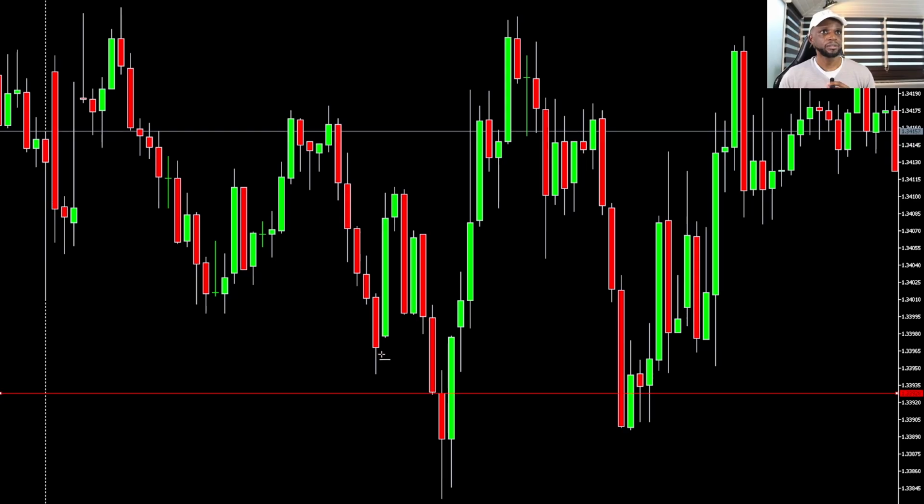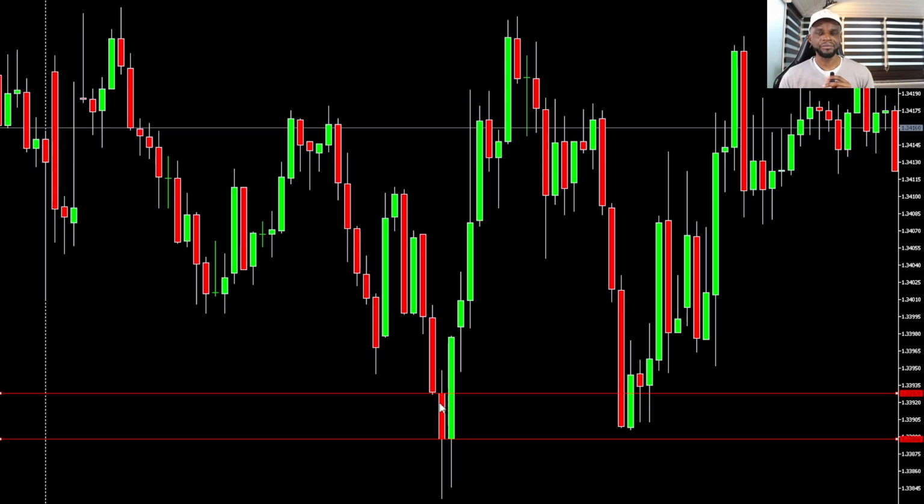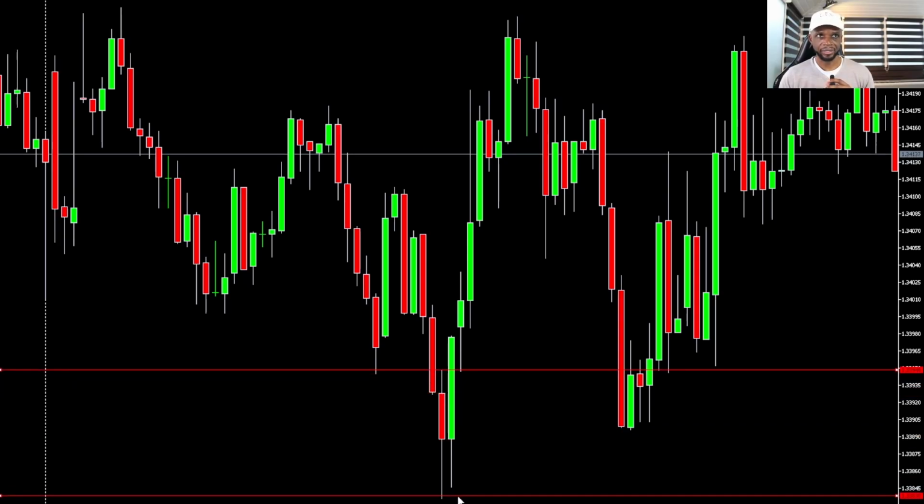Now, with order blocks, the body of the order block tends to carry more weight than the rest of the order block, than the wicks. So looking at this order block here, the body here tends to carry more weight than this part, the top wick or the bottom wick. However, the whole block, the whole candle is the order block.